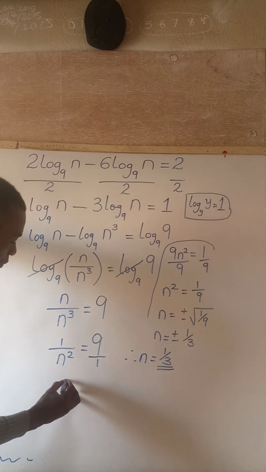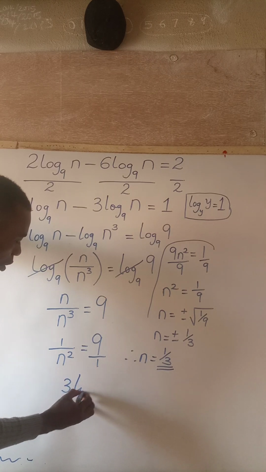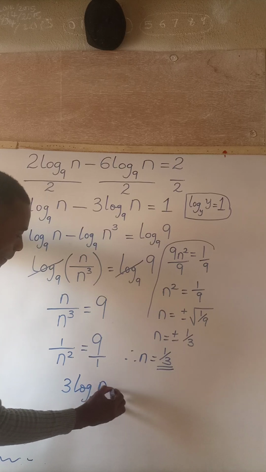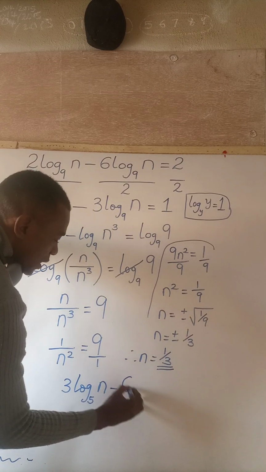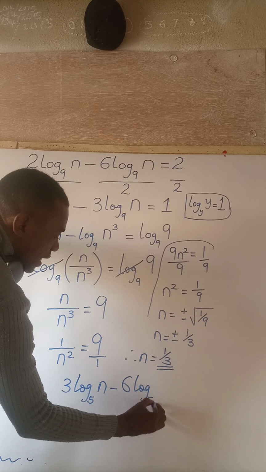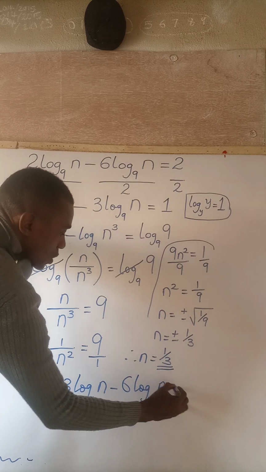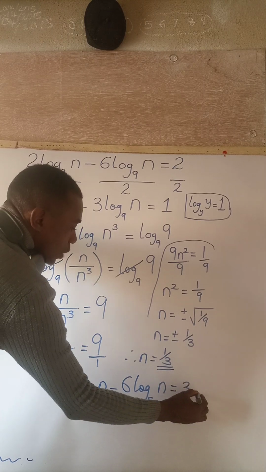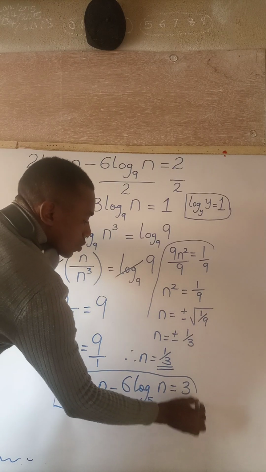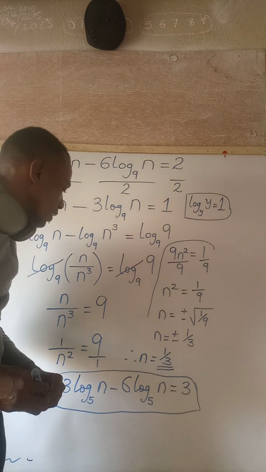Now you can practice this at your convenience. If we have 3 log in base 5 of n minus 6 log in base 5 of n is equal to 3, you can practice this. When you solve it, you drop your answer in the comment section.